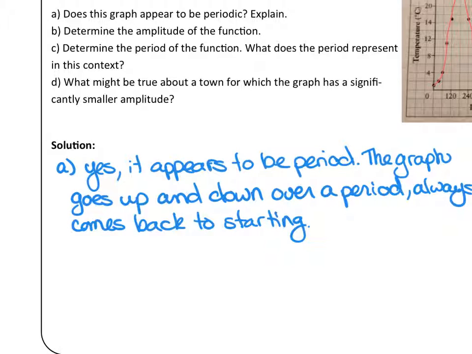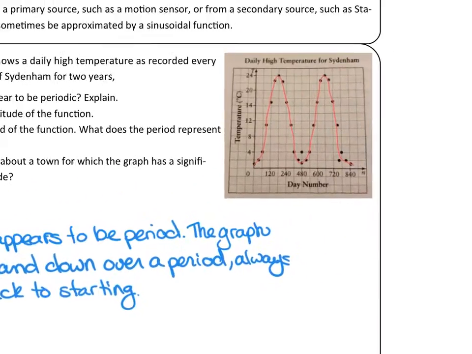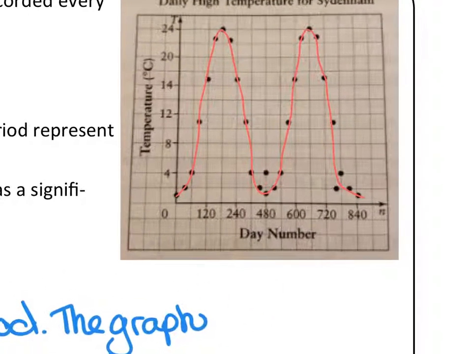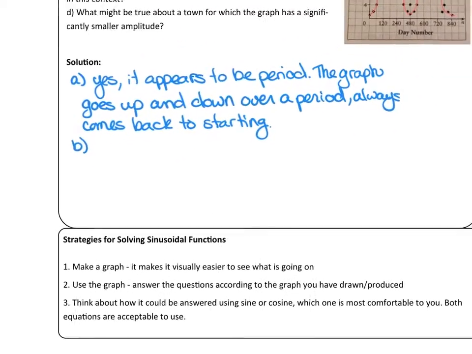First, determine the amplitude of the function. So when you find the amplitude, you need to find the middle of the graph. And the middle is, so the highest point is 24 and the lowest is down here. The middle is about here, probably around 11. And so when you think about the difference between 24 and 11, our amplitude is approximately 13.